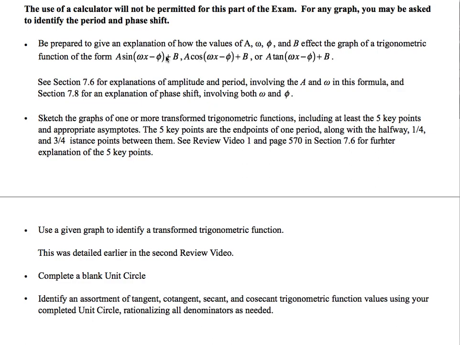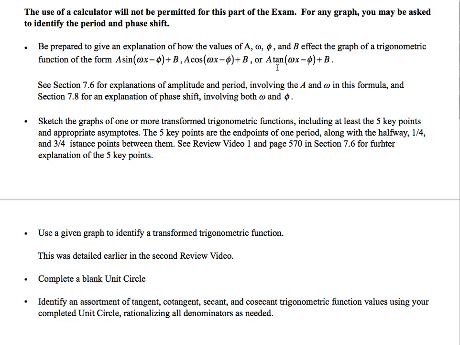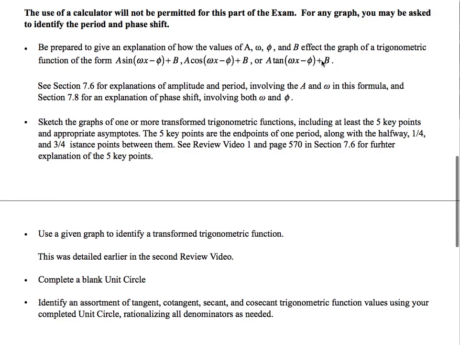And so you would be prepared to give an explanation of how these values affect the graph of a trigonometric function of this form right here. Sine, cosine, or tangent, they're all pretty similar in terms of the effects. If you look at section 7.6 and section 7.8, 7.6 tells you about the amplitude and period, and 7.8 tells you about the phase shift, and this shows you which values are affected. Amplitude and period are affected by A for amplitude and omega for period, and phase shift involves the omega and the phi.